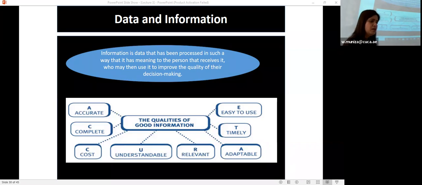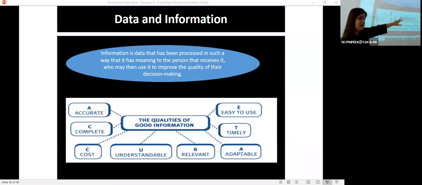And information is then going to be used by different persons for analysis purposes, because managers especially have to use that particular data for the purpose of planning, decision making, and controlling. So whoever is using that particular data should be getting an understanding out of it.